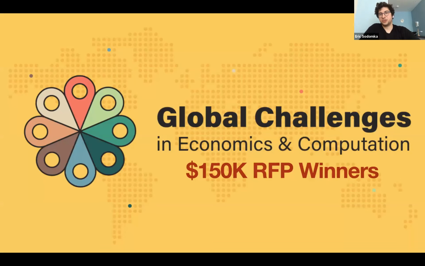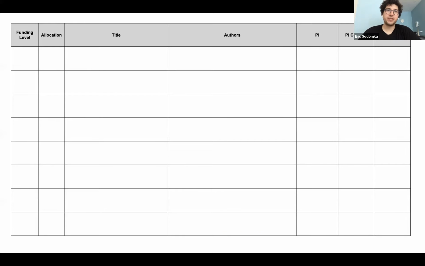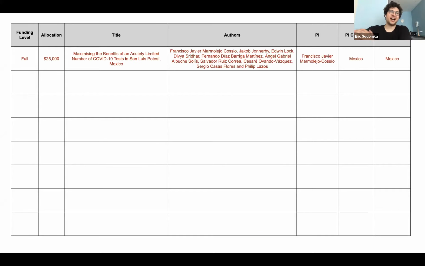So that leads us to who the actual winners were. We had $150,000, and we ended up giving funding to 8 of the finalists. This isn't on the website yet, so this is a semi-exclusive peek. Those who were at the workshop, those who won, know that they were winners, but we'll go through them right now. First, full funding at $25,000 was the work I mentioned on maximizing the benefits of an acutely limited number of COVID-19 tests in San Luis Potosi, Mexico.